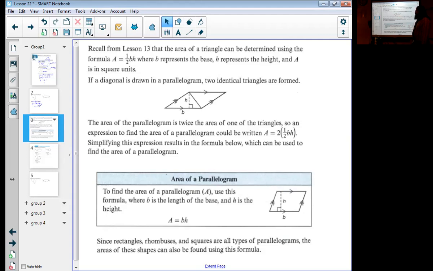The area of the parallelogram is twice the area of one of the triangles. So an expression to find the area of the parallelogram would be written as A is equal to 2 times 1/2 base times height. Simplifying this expression results in the formula below, which can be used to find the area of the parallelogram. So the area of the parallelogram is equal to base times height. Because, like I said, we change into 2 triangles that are exactly the same. So then we take 1/2 times 2 is 1. Since rectangles, rhombuses, and squares are all types of parallelograms, the areas of the shapes can be found using this formula.